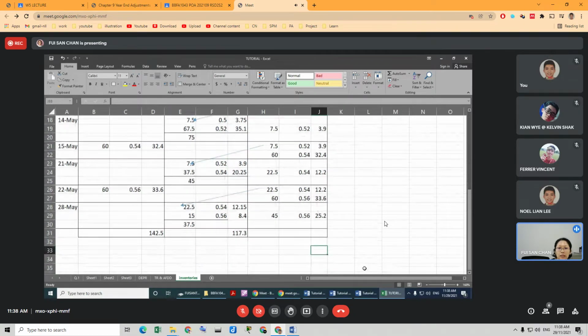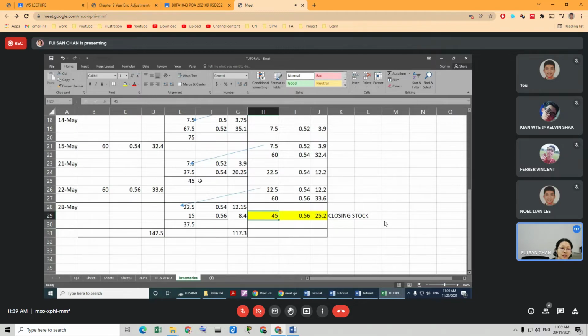Then here, how much is your remaining stock? This is my remaining. This is my closing stock. Yes, this is the closing stock. I know my closing stock. I have 45,000 liters at 25,200.